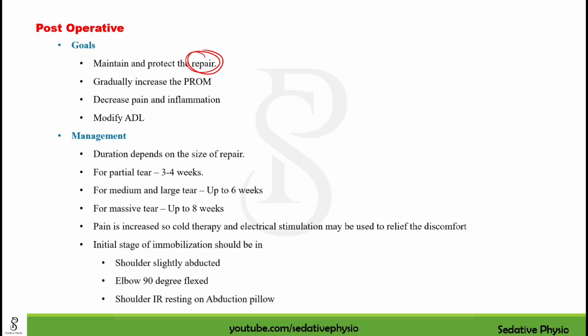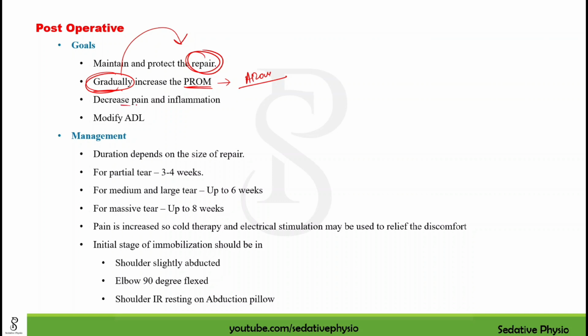Right? Next, we will gradually work on the passive range of motion. Why gradually? Again, it is related to the protection of the repair. We will not do aggressive passive range of motion, and once we achieve the passive range of motion, only then can we move towards the active range of motion or the strengthening activities. So initially we will work on the passive range of motion only.